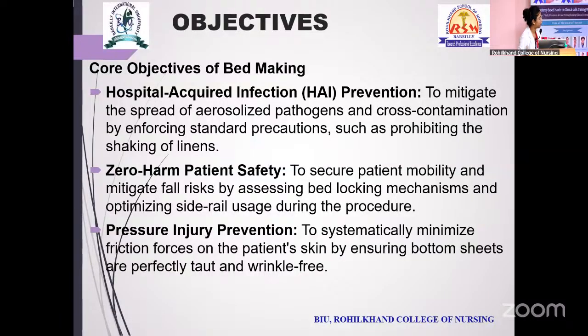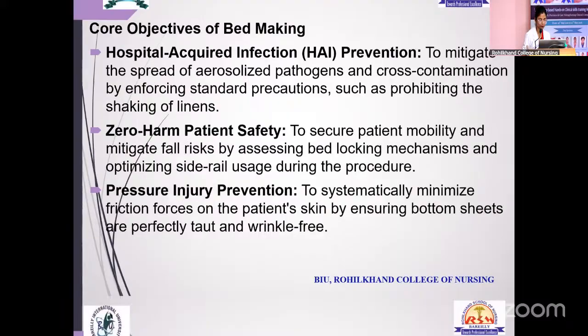So the core objectives of bed making are, first, hospital-acquired infection prevention. In this, we mitigate the spread of aerosolized pathogens. Aerosolized pathogens means those pathogens that are present in the atmosphere and easily cause cross contamination. Next, zero harm patient safety. We secure patient mobility and mitigate the fall risk by assessing the bed locking mechanism and optimizing side rails during the procedure. We also help in pressure injury prevention.